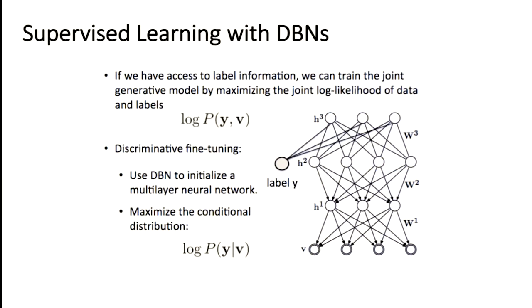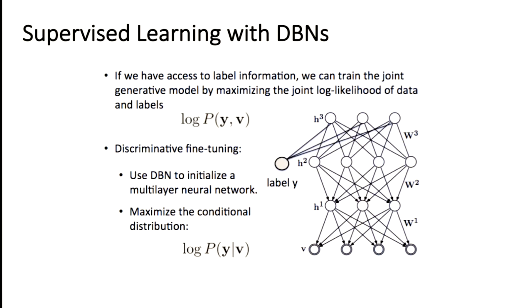You can not only use these models for generative learning, but you can also do classification or supervised learning with this kind of a deep belief network. So a simple thing would be, if you have access to labeled data, you can train a joint generative model by maximizing the entire joint log likelihood of your data and the labels. So here your Y are the labels associated with your visible.